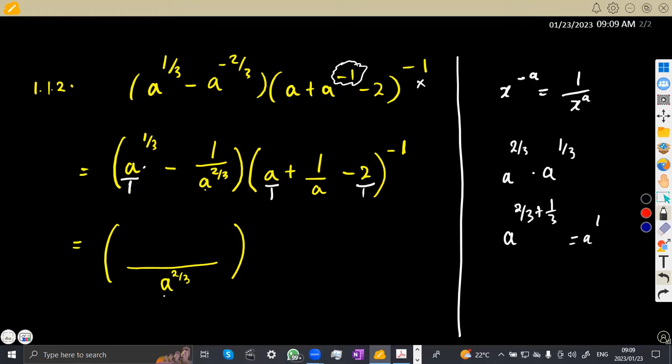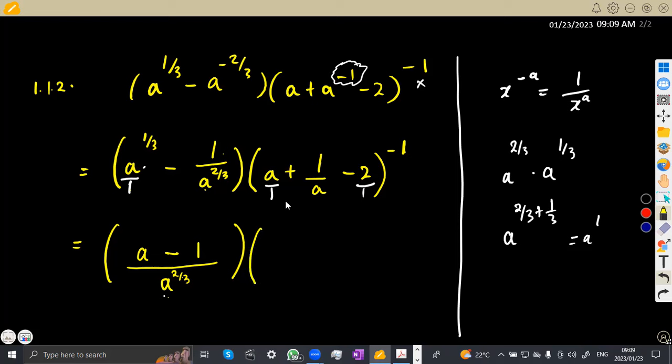So on top here, we are going to have a to the exponent of 1, which is the same as a, minus, we move on, a to the exponent of 2/3 divided by a to the exponent of 2/3. As you can see, these are the same, so they will cancel each other. We obtain a 1. So 1 times 1 on the numerator, that's a 1. Okay, let's move on to the second bracket.